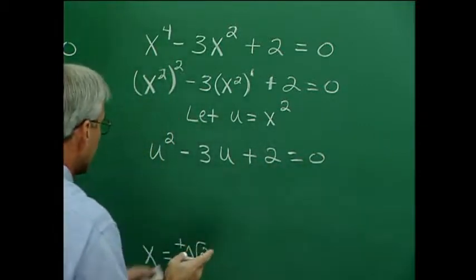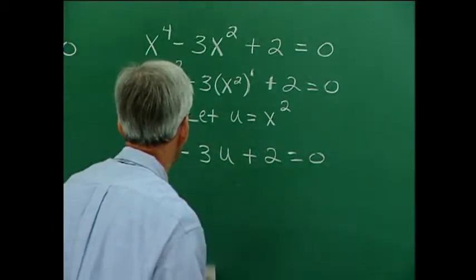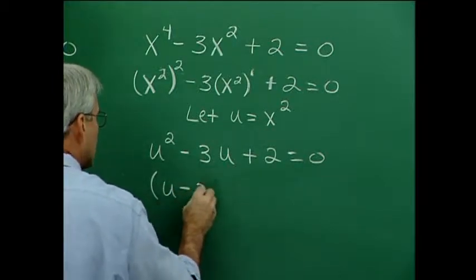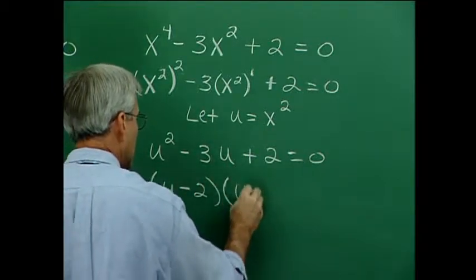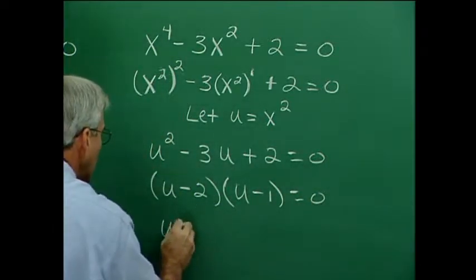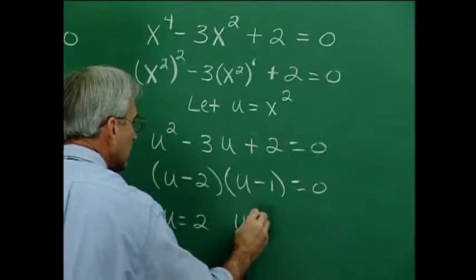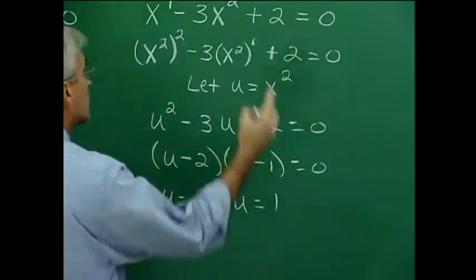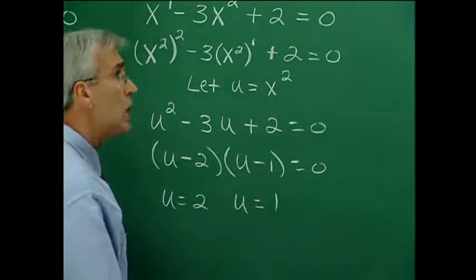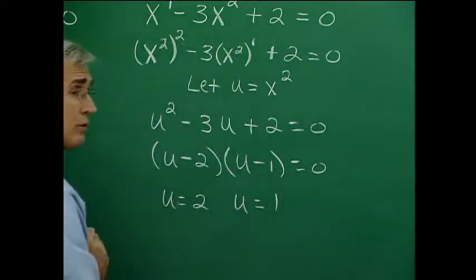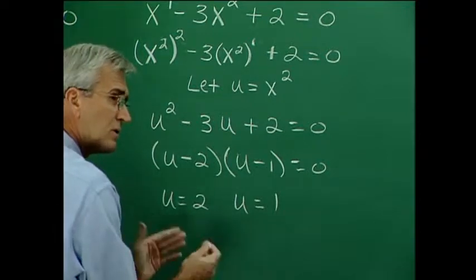And now factor this. Let's see, how does it factor? It factors into u minus 2 times u minus 1. And here then u would be 2 and u would be 1. But are these the solutions that we want to the original equation? No, because the original equation involves x, and this involves u. So we'd like to know the value of x, not u.